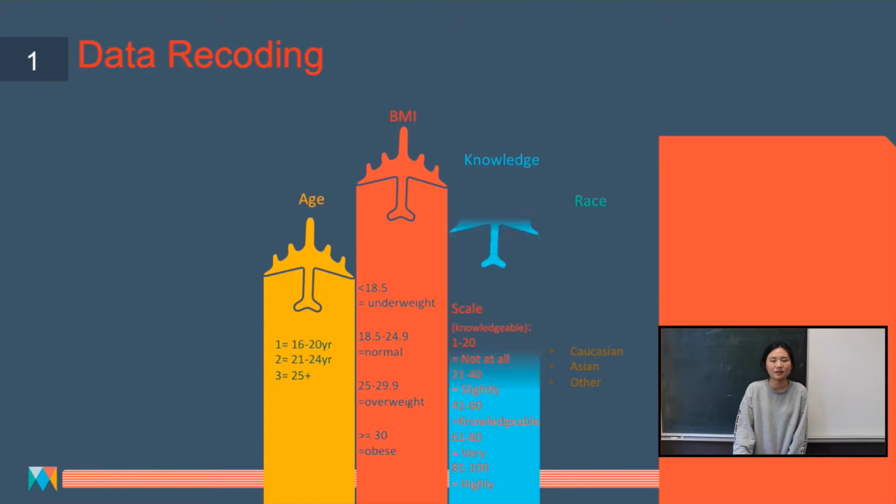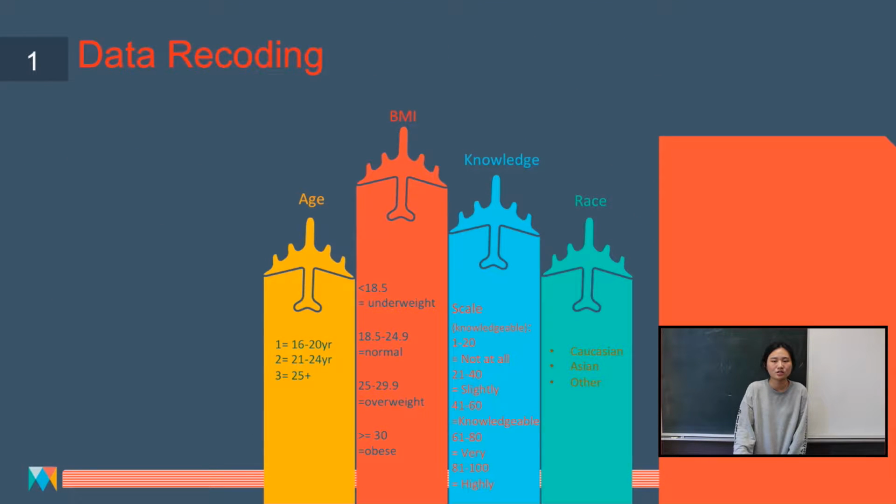In addition, among the variables, attention, knowledge, diet, age, gender, weight, height, and race, we combined weight and height into one variable, which is BMI. BMI compares your weight and height and provides an idea of whether you are underweight, normal, overweight, or obese. So we divide BMI into 4 groups. Less than 18.5 is underweight, 18.5 to 24.9 is normal, 25 to 29.9 is overweight, and greater than or equal to 30 is obese.